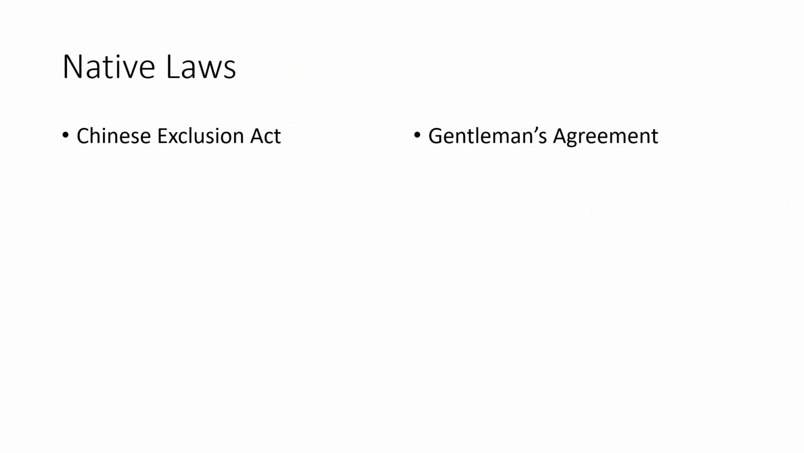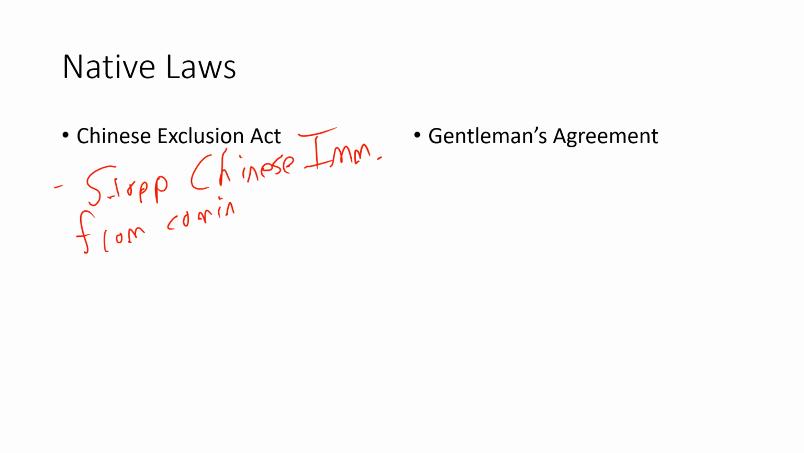The laws that the Know Nothing Party passed, we're going to go through those real quick, and they're pretty simple, okay, especially this first one, the Chinese Exclusion Act. You can probably just look at the Chinese Exclusion Act, the name, and figure out what it did. It is going to stop Chinese immigrants from coming to the U.S.